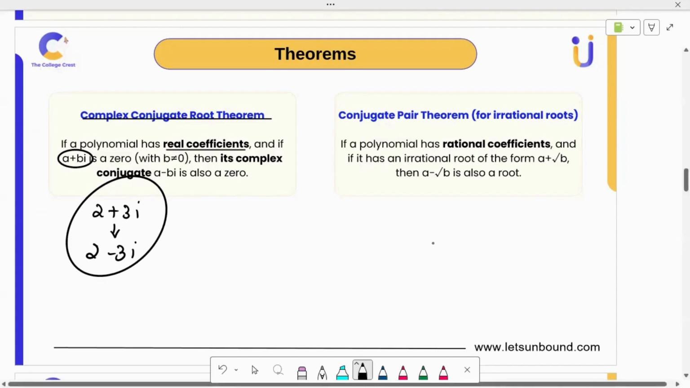Right? So the complex roots, the complex zeros, always occur in pairs. And there will be no polynomial having one complex zero. It's either 2, 4, 6, 10. It's always in pairs. Okay.